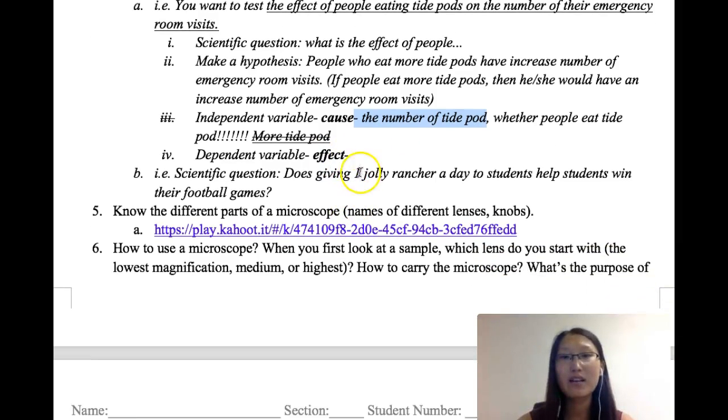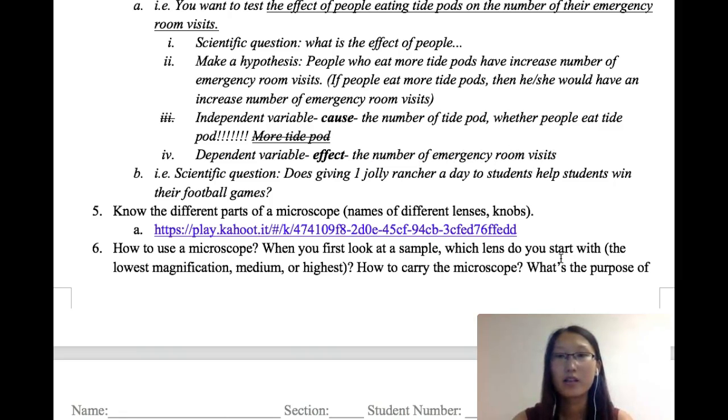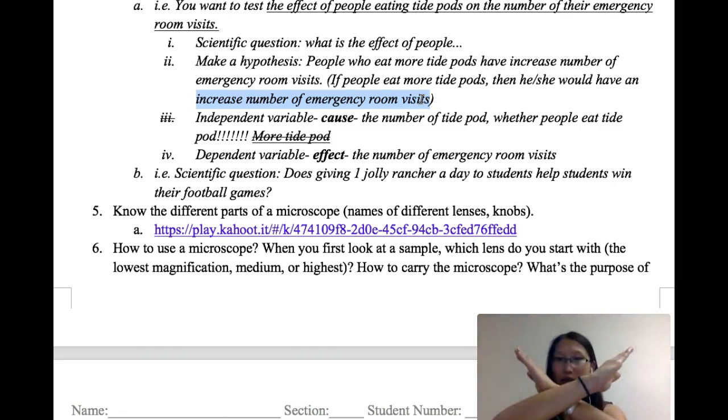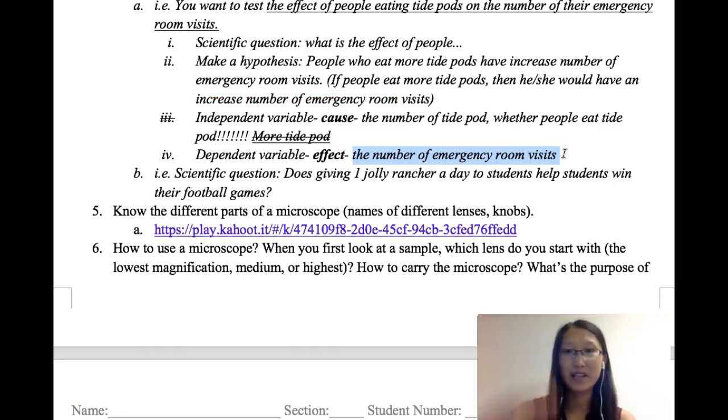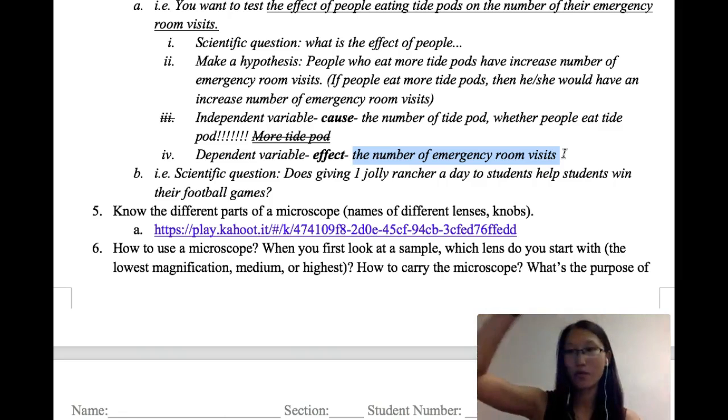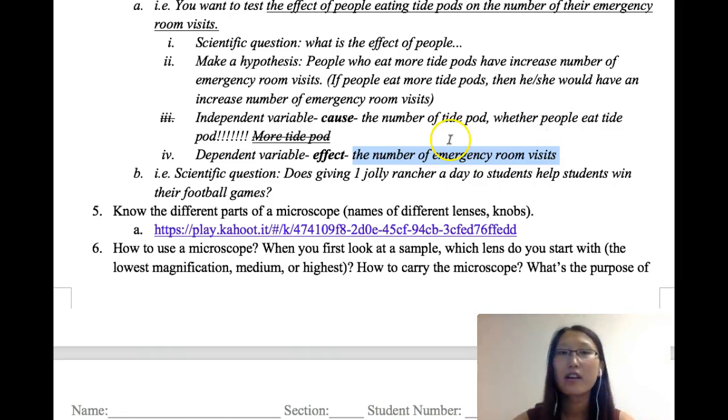The next one is your dependent variable, which is the effect. The effect is the number of emergency room visits. So you would not say increased number of emergency room visits. This is wrong, okay? Don't do it, because an increased number of emergency room visits is no longer something that varies. It's already increased. It doesn't change anymore. But if you say the number of emergency room visits, it can go to a lesser number or a greater number, okay?